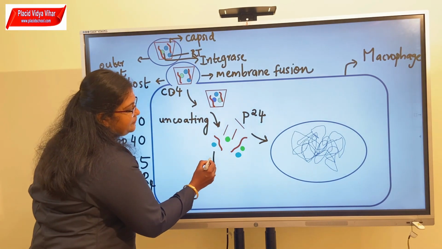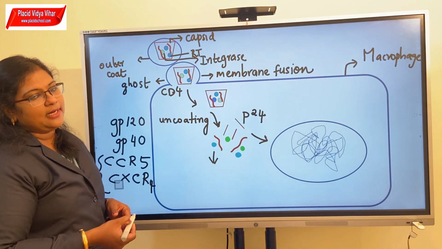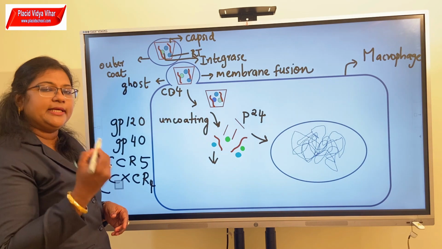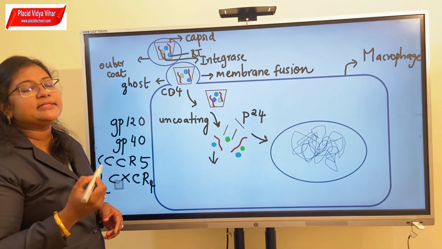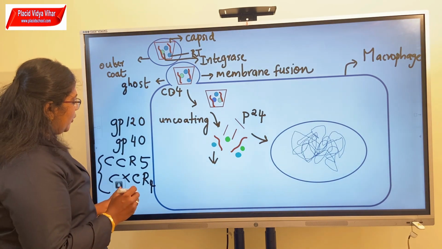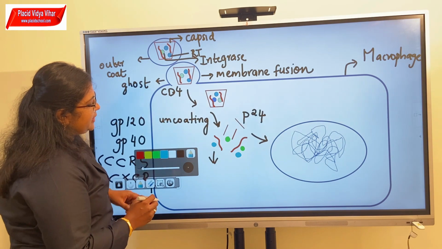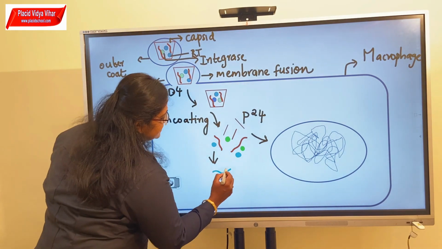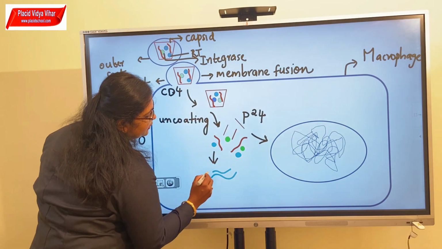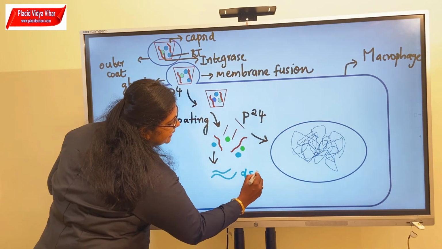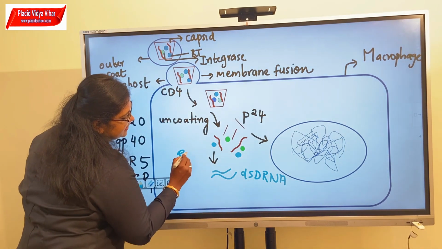In the next step, the reverse transcriptase present along with the RNA helps in converting the RNA molecule of the virus into a double-stranded DNA. So the RNA molecule is now converted to a double-stranded DNA of the virus. Let us say this is the double-stranded DNA. So RNA is converted to double-stranded DNA which is catalyzed by the enzyme reverse transcriptase.